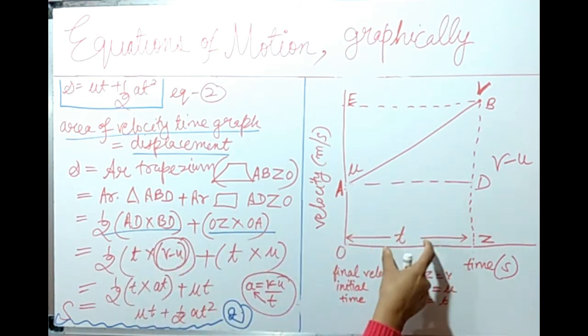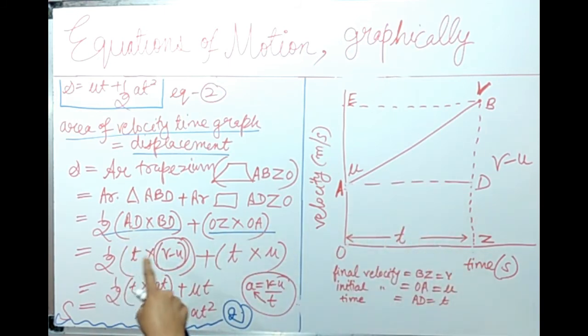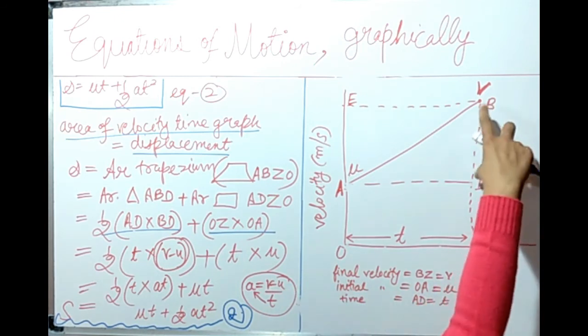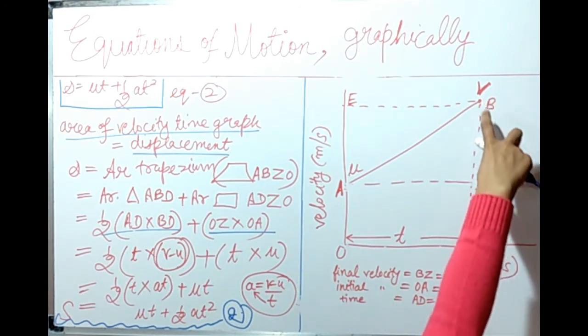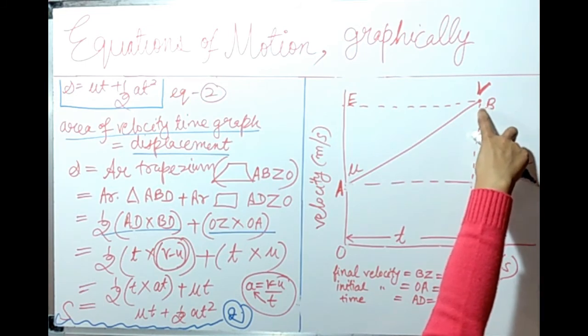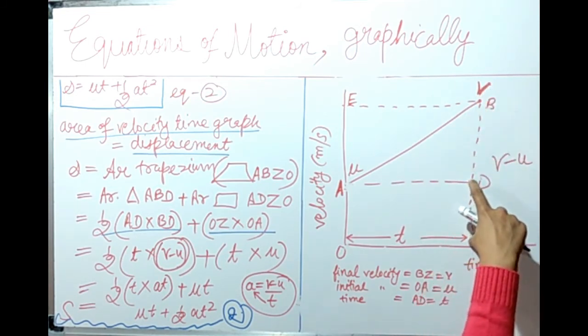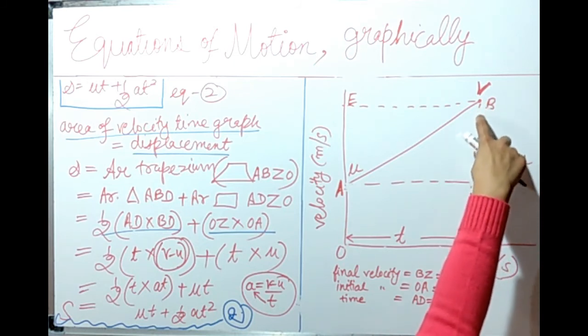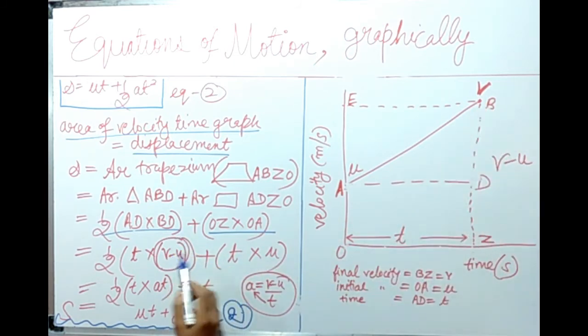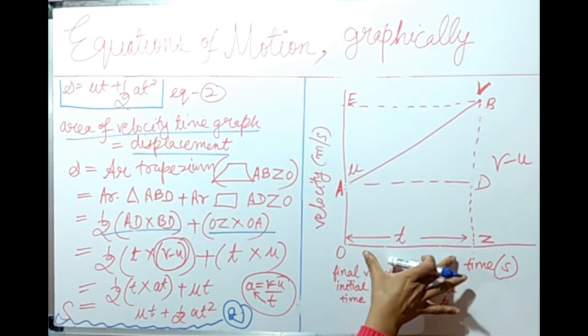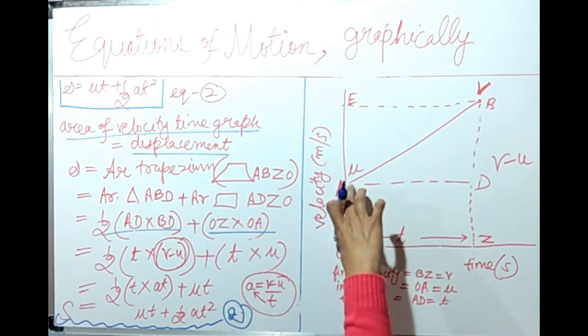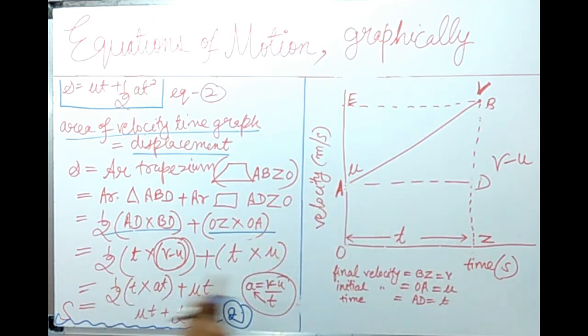AD is equal to t. We have put t here. BD, this is BD, height of the triangle. BD is equal to, this total is v and this is u, so v minus u is BD. Put the value here. OZ, this is OZ, this is t. OA is initial velocity u. Just we have put all the values from the graph.